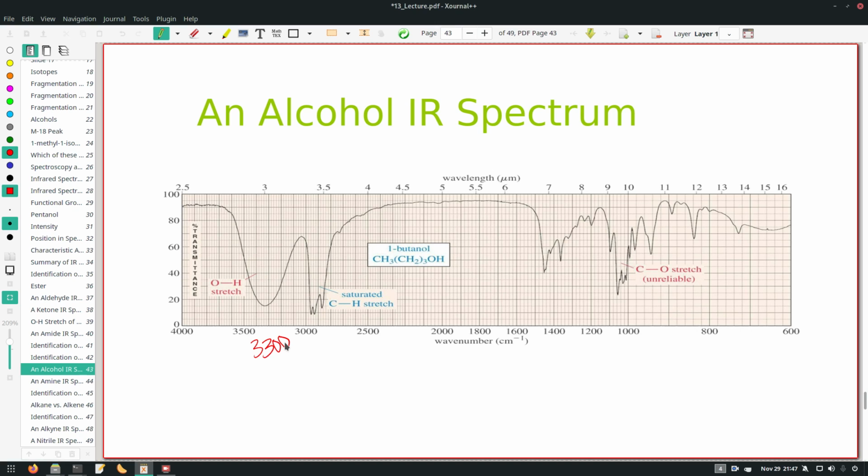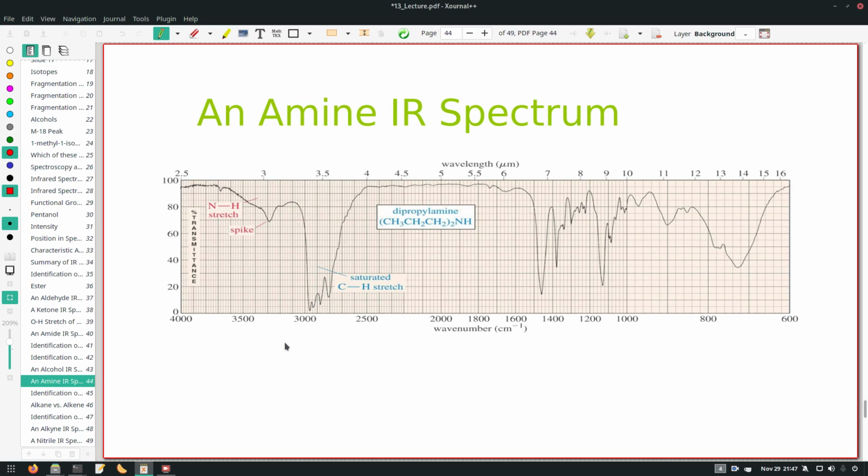OH peaks are always nice bell curve type things. Amines will still be broad, not nearly as intense because we're not nearly as polar, but they will almost always have a slight spike to them. And it'll have more than one spike if there is more than one NH. So this particular amine only has a single H on there. Had we changed this to somehow have two hydrogens and then all those other carbons on there, you would see two peaks down here. So the number of peaks typically tells you the number of hydrogens attached to the nitrogen.